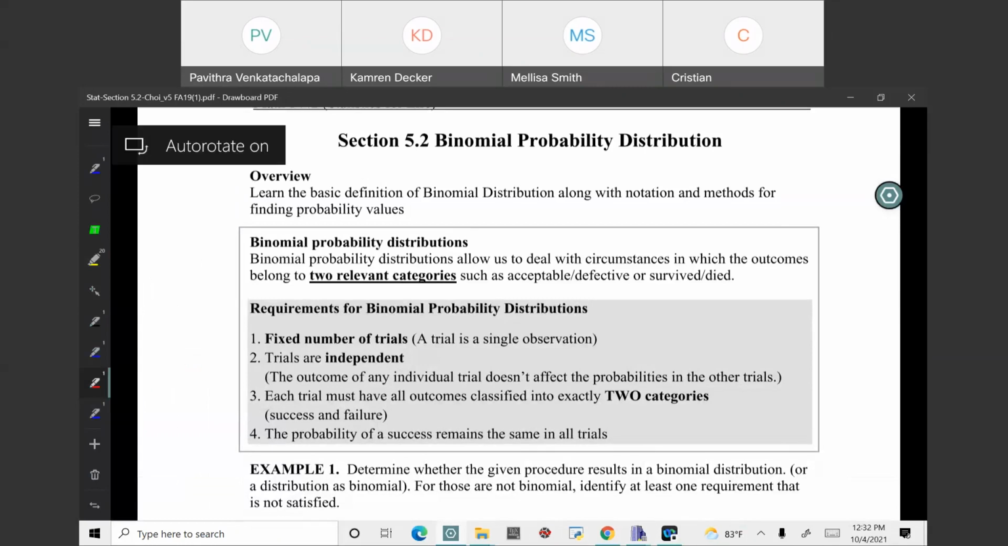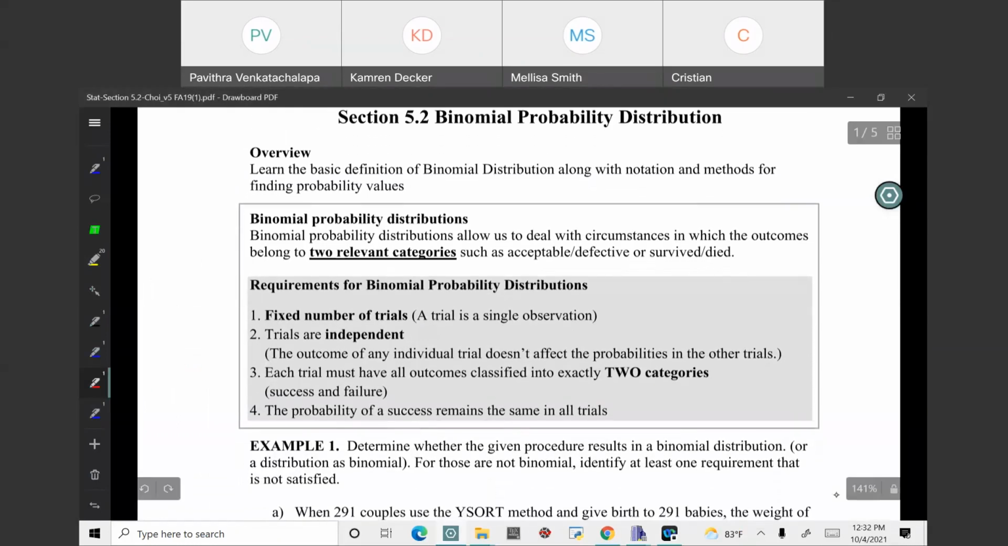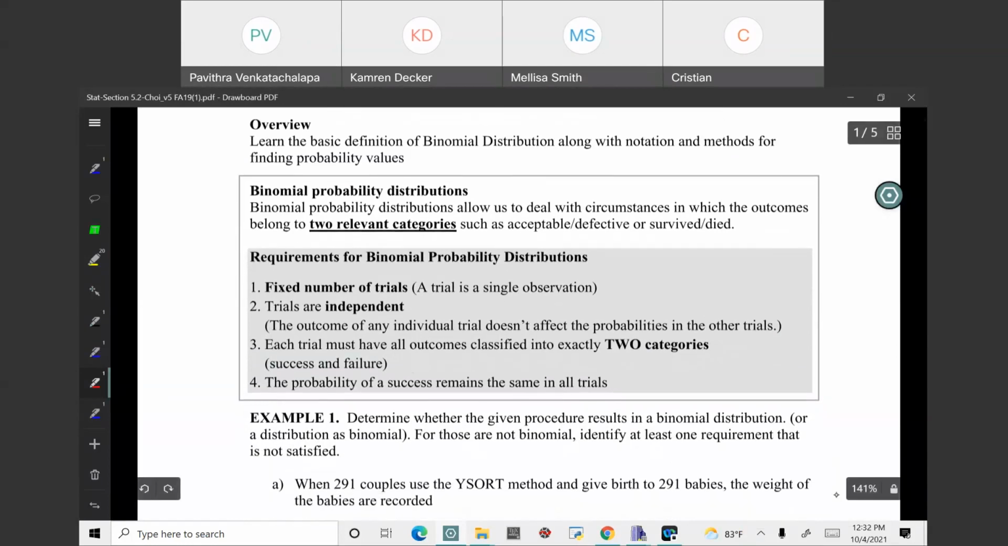Section 5.2, binomial probability distribution. Now, if you want to call a probability distribution binomial, then these are the requirements to be satisfied.